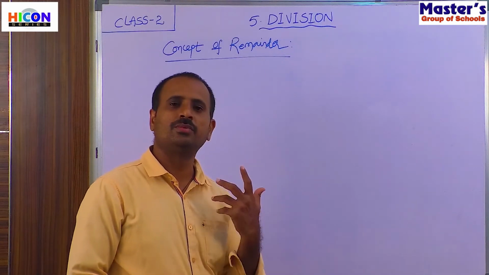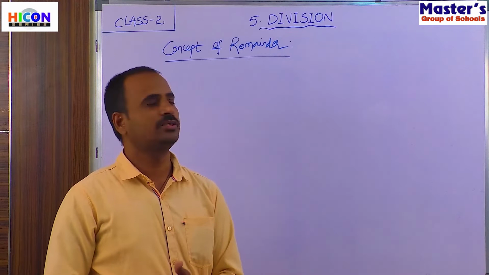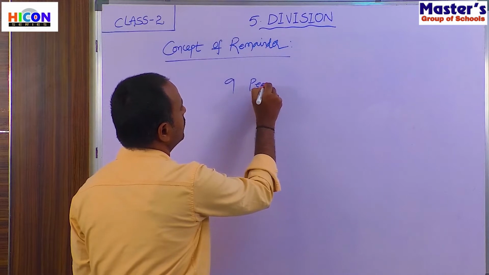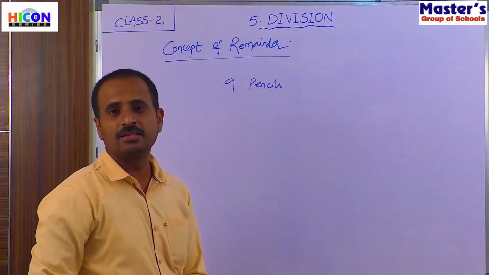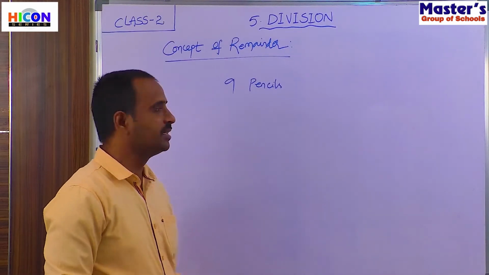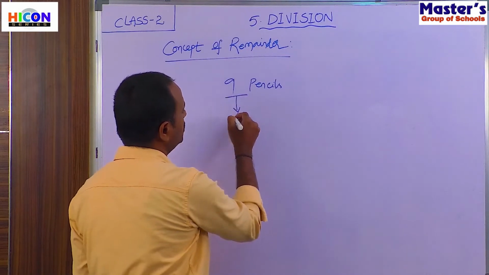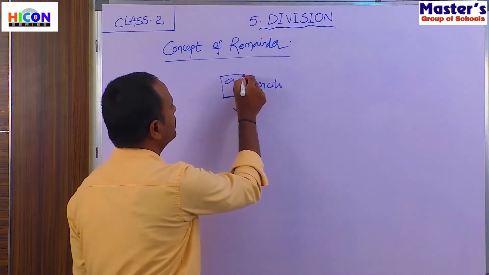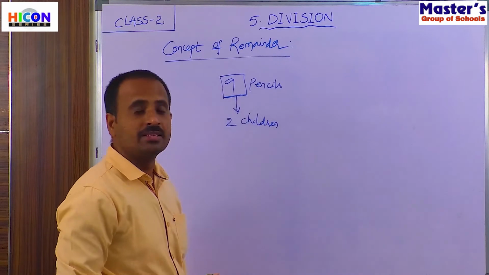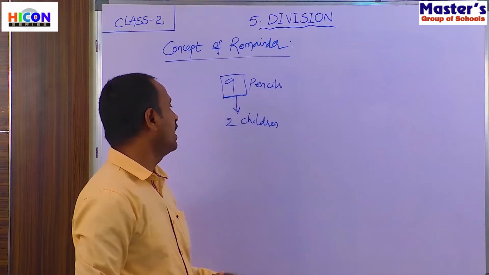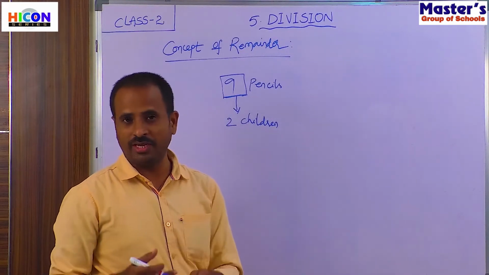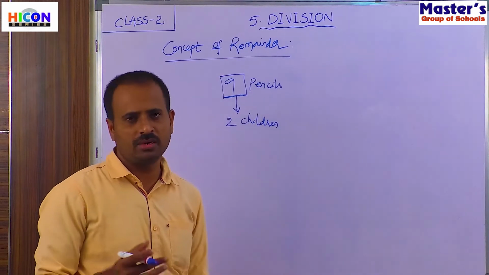Let us see an example to understand the concept of remainder. For example, there are 9 pencils, and we have to share these 9 pencils among 2 children. How many pencils are there? 9 pencils. Now we have to share these 9 pencils with 2 children equally.